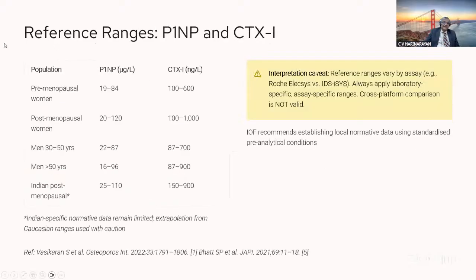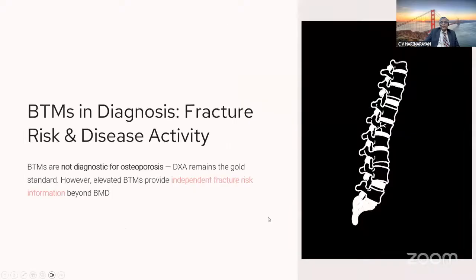The population references: premenopausal P1NP is 19 to 84. CTX is about 100 to 600. In postmenopausal women, the resorption is more, so it is high. In men and women up to 50 years and beyond, the range slightly goes up. And in Indian postmenopausal women, India specific norms are limited, and extrapolation from Caucasian data has been used with caution. So as it is, we don't have a normal value from our population for that.